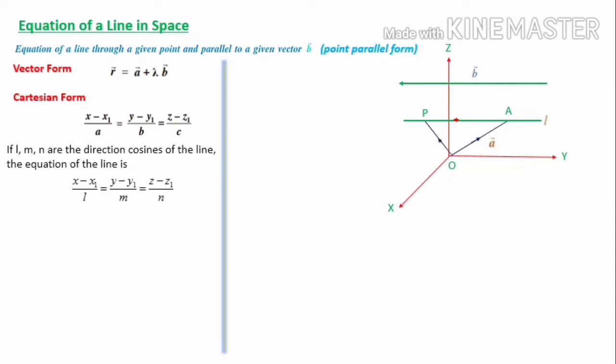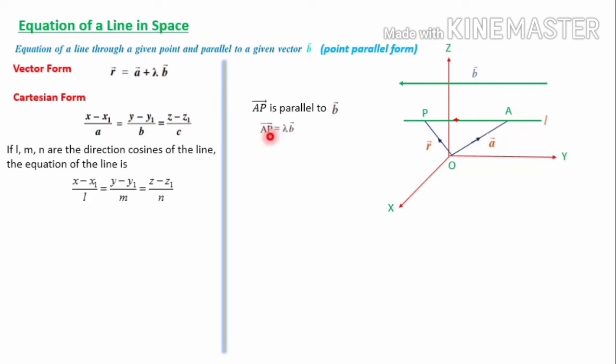Then position vector of A we take as vector a and position vector of P we take as vector r. Here it is clear that vector AP is parallel to vector b. So if one vector is parallel to another one, then we can write one as a scalar multiple of the other. That is vector AP is equal to lambda into vector b. Here lambda is the scalar. So vector AP we know how to calculate.